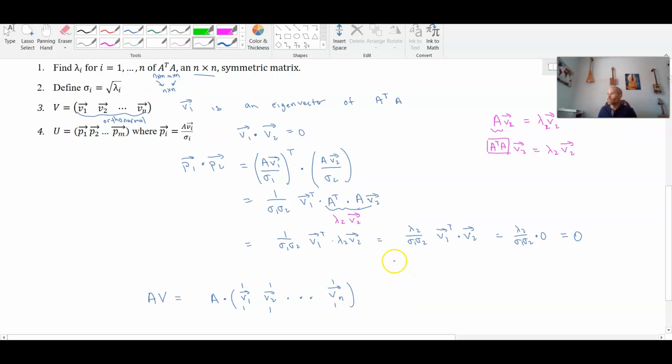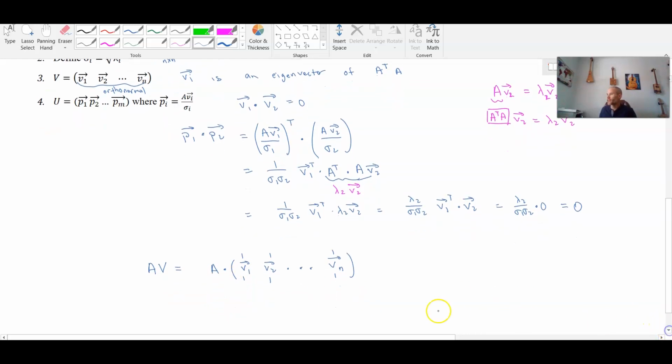Okay, great. So now what I know is that each of these columns will multiply the A matrix. So I can write this new matrix as AV1, AV2, all the way up to AVn.